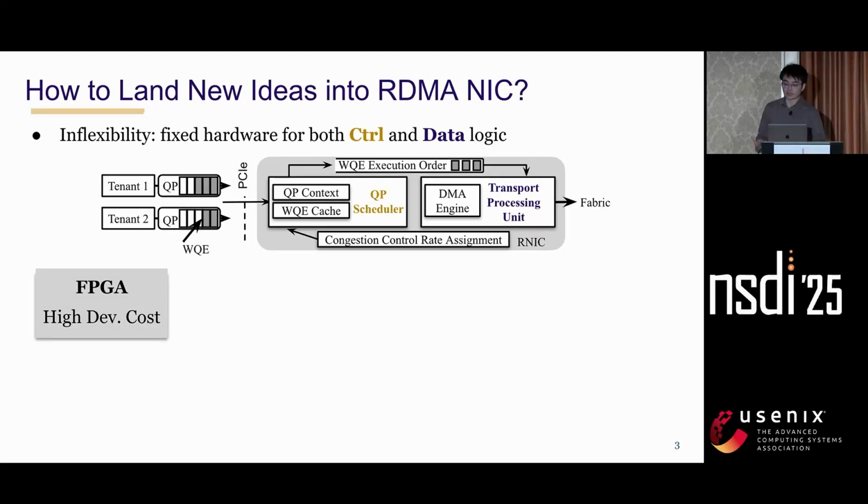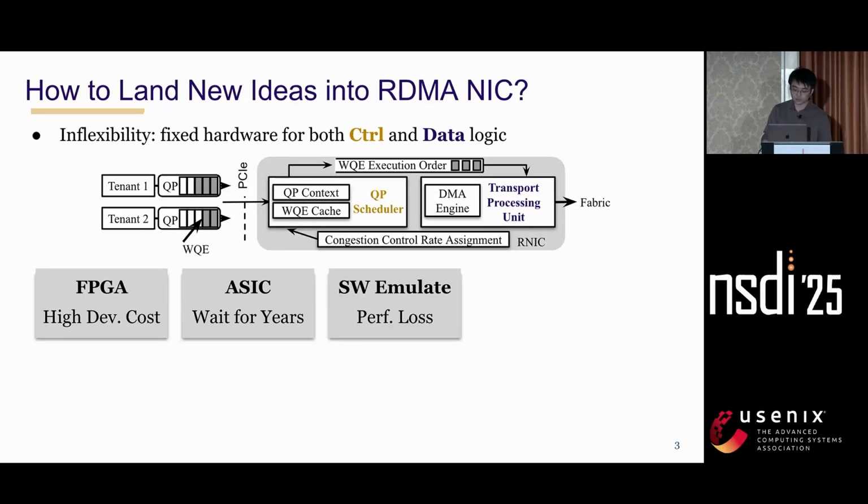So how can we customize? For example, if we want to implement a new congestion control algorithm, we have several methods. Firstly, we can use FPGA to develop a new NIC. As we know, it requires very high development cost. Secondly, we can wait for the hardware vendor to deliver the next generation of ASIC. It typically takes years. Also, we can use software emulation, such as Soft-RoCE. However, it will lose performance. Performance is a key benefit of RDMA, so we don't want to trade it off.